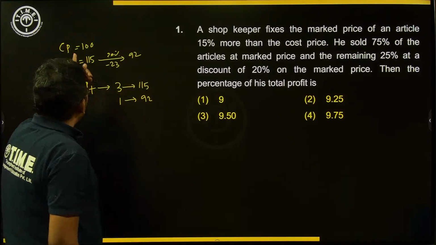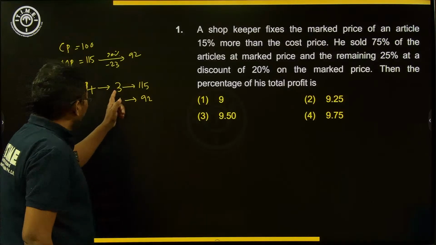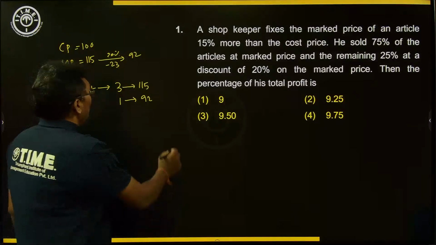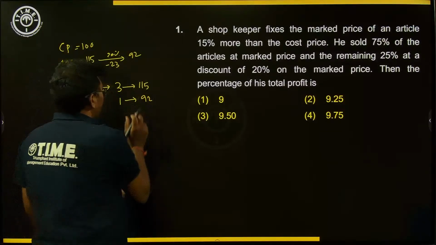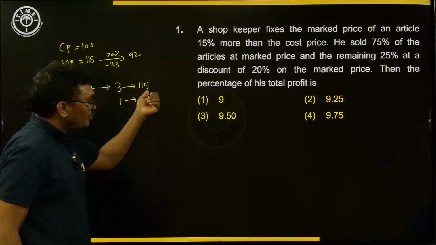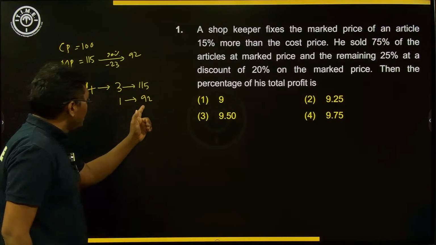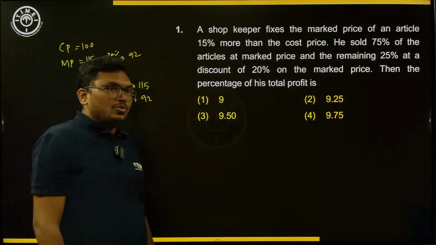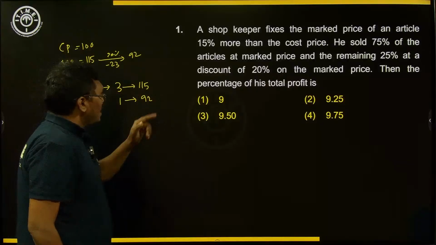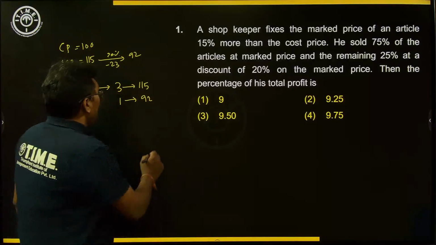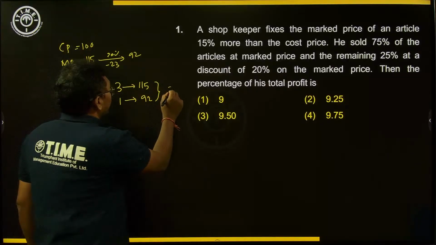Here the cost price is 100 for each article. We are selling 3 articles at 115, so what is the profit? The extra is 15 rupees, and 3 into 15 is 45. Here how much loss? 8 rupees. So 45 minus the loss of 8, the overall profit is 37.